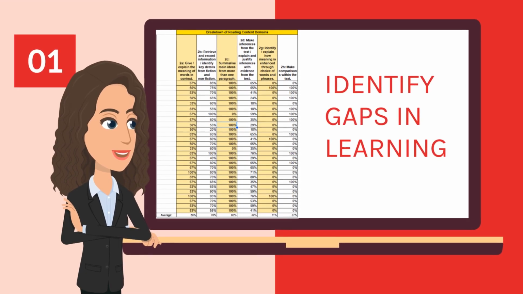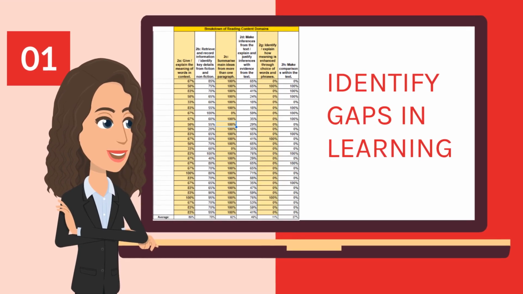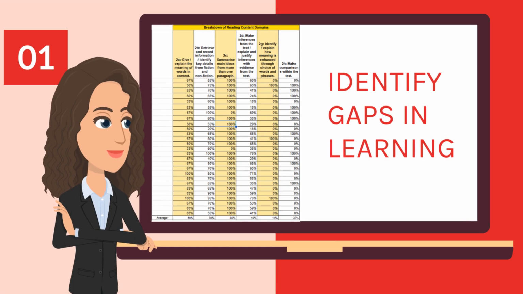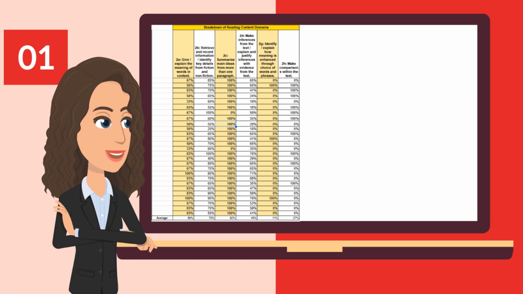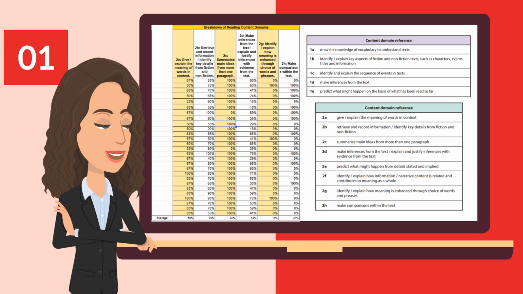Using the QLA, identify the gaps in learning. In reading, this will be looking at the content domains that are set out in the national curriculum. These are separated into Key Stage 1 and Key Stage 2. It is important to note though that the content domain 2H, which is to make comparisons within books, is only applicable to Year 3 greater depth and up.